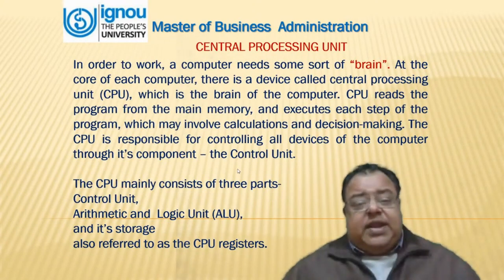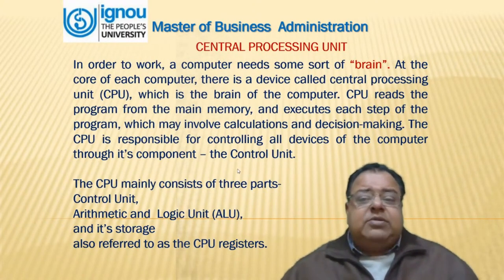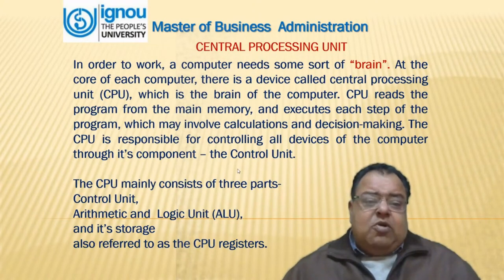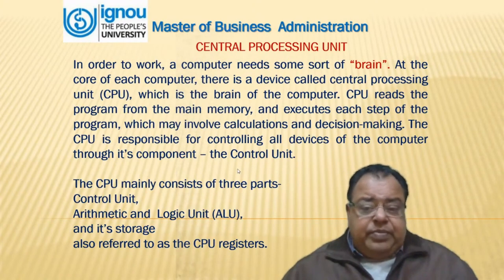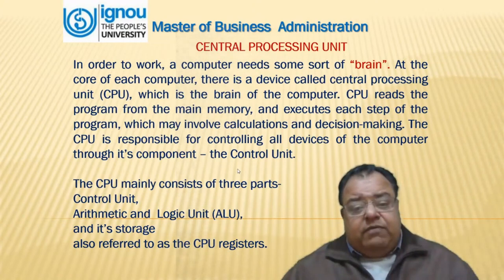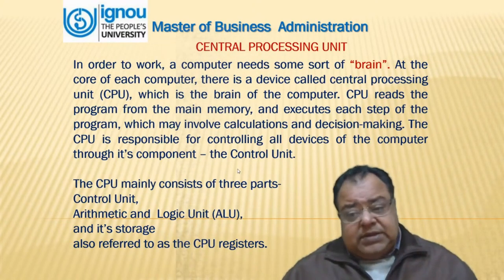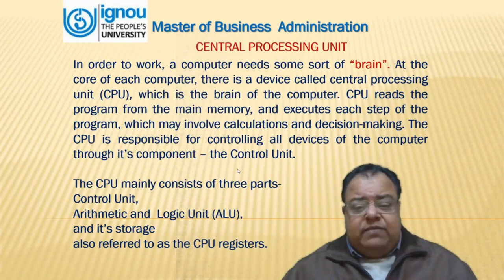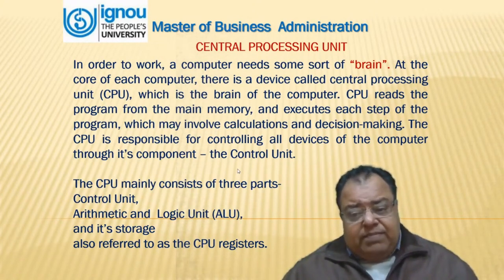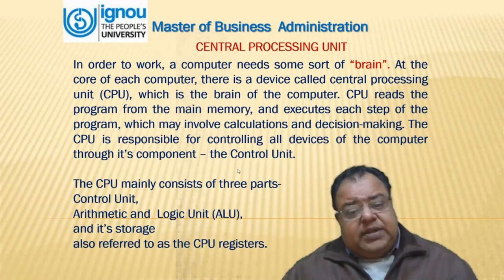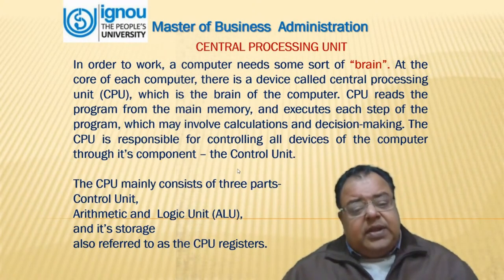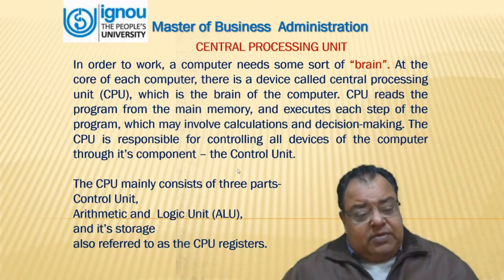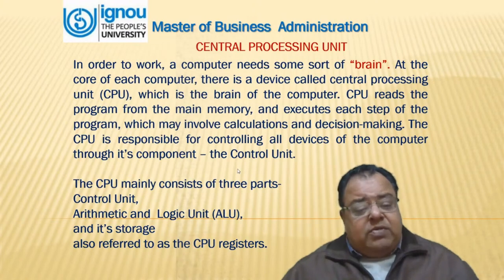Central processing unit, that is CPU. In order to work, a computer needs some sort of brain. At the core of each computer, there is a device called central processing unit, that is CPU, which is the brain of the computer. The CPU reads the program from the main memory, executes each step of the program, which may involve calculations and decision making. The CPU is responsible for controlling all devices of the computer through its component, the control unit. The CPU consists of mainly three parts: control unit, arithmetic and logic unit, that is ALU, and its storage, also referred to as CPU registers.